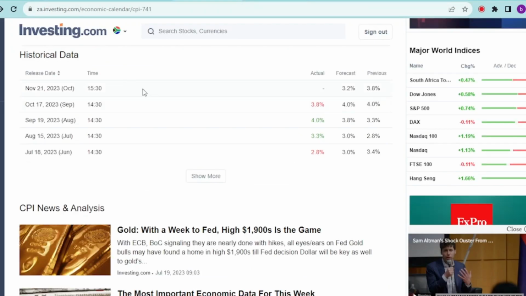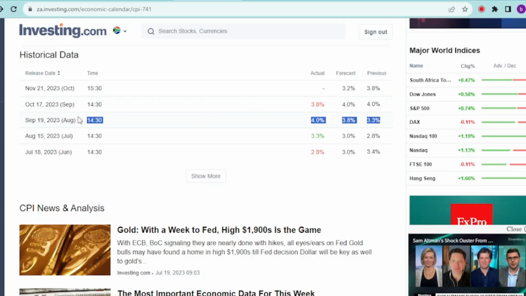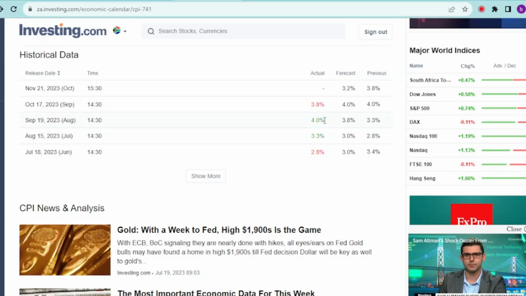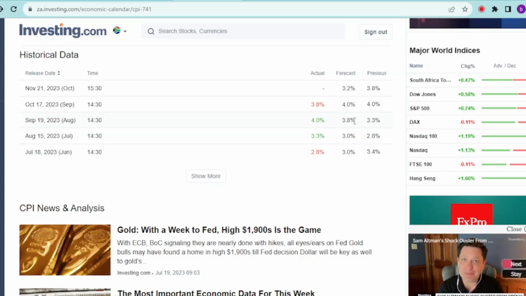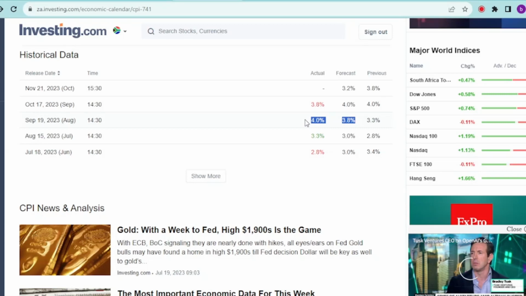Then I clicked on it, and I wanted to look for the two previous news releases, which were the 19th of September and the 17th of October. So we'll look at the first one here. You can see that the actual news release exceeded the forecast. As you can see, the actual news release was 4.0, whereas the forecast was 3.8.